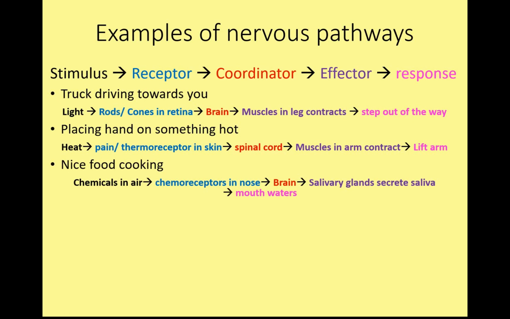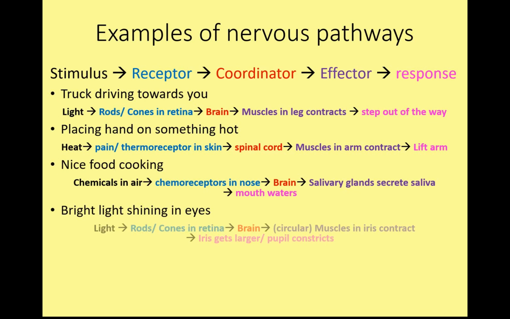Okay, and bright light shining in your eye. In this case, the clear stimulus is going to be an increase in light. So you might put here high light intensity, not just light. And your rods and cones would detect that high light intensity. So your brain would coordinate it, and the muscle you have in your iris, the coloured part of your eye, is made of muscle, and we're going to do the eye later on.